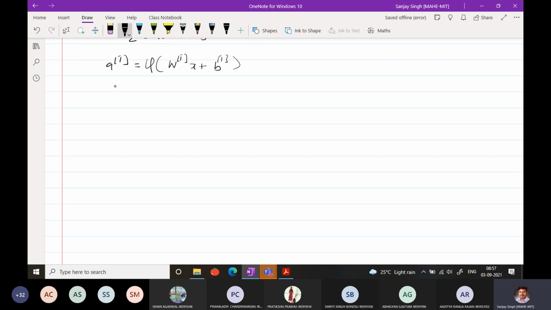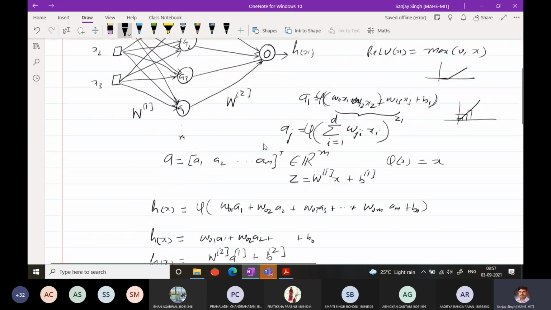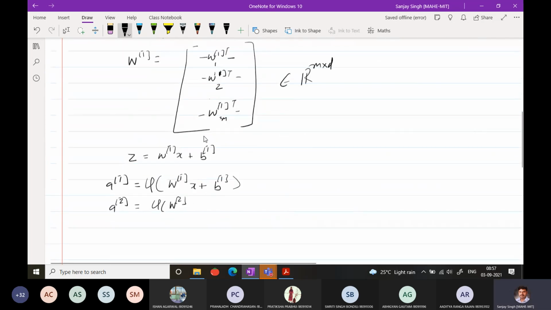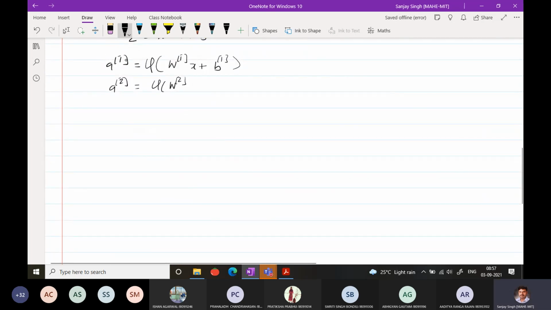Let's say there is another layer, and I'm saying what is the output of that. The output of that will be phi of W2 times A1 plus B2. Remember that here X will not be there, but this entire part will be available as an input for the next layer, that is A1. If that is the case, I can keep on going.